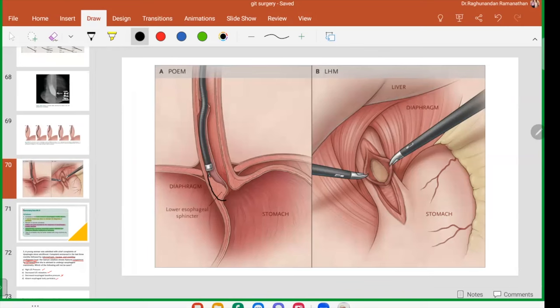But POEM is nothing but, as I already told you, a NOTES procedure. What it does is go through your oral route as an endoscopic method, and it is going to remove. So either way, it is going to be helpful for you.